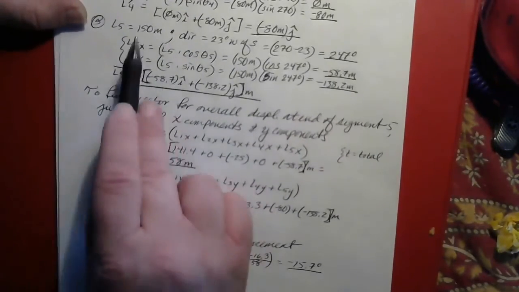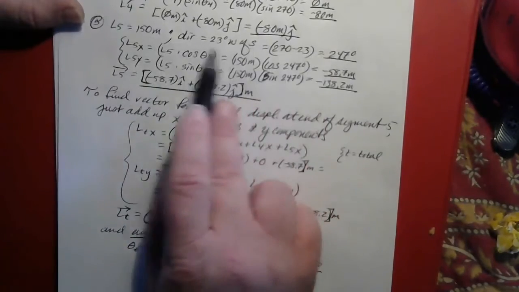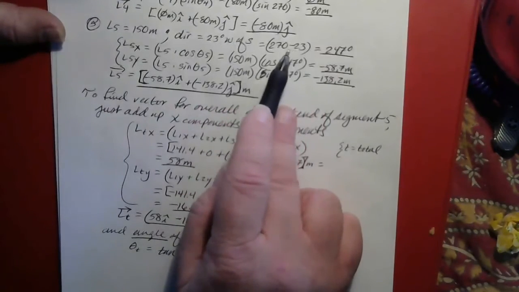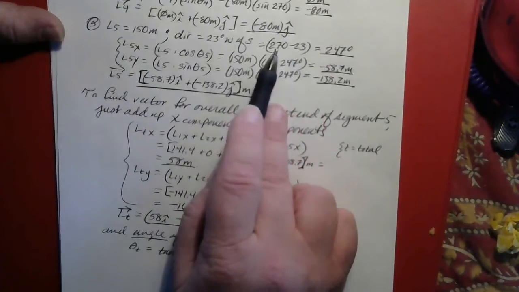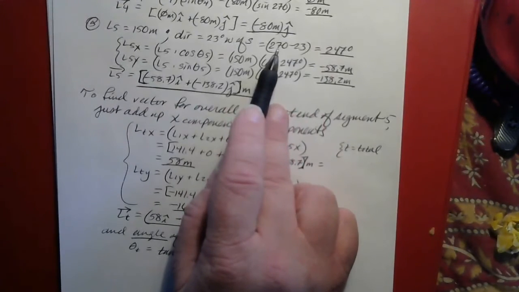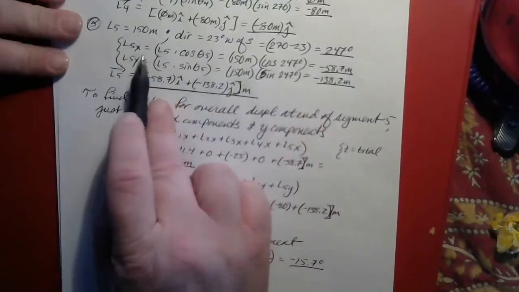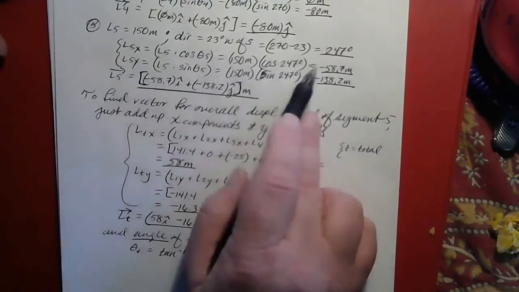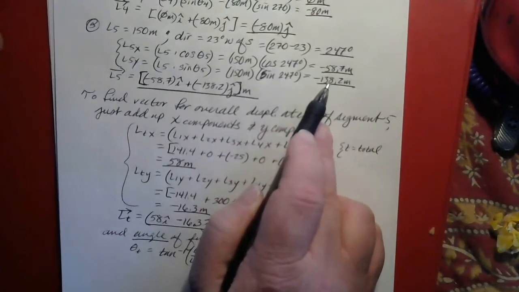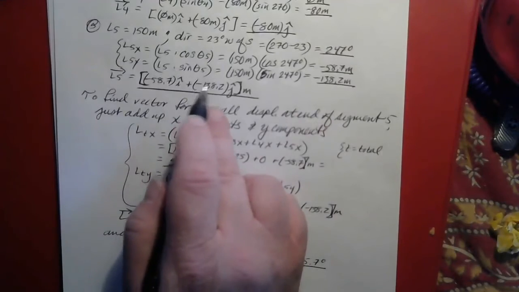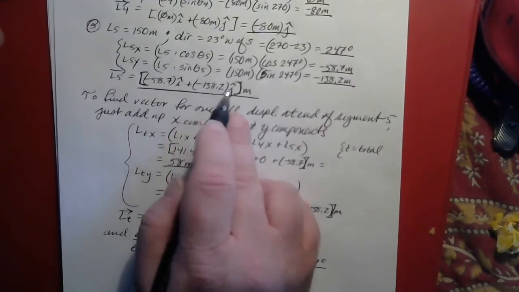For L5, again, we do it the same way we did before. The direction is given as 23 degrees west of south, which means it's 23 degrees short of 270, because south is 270 degrees from the positive x-axis. So 270 minus 23 is 247. When you put that into the equations, you get the x component being negative 58.7 and the y component being negative 138.2. And so the vector L5 would be negative 58.7i plus a negative 138.2j meters.